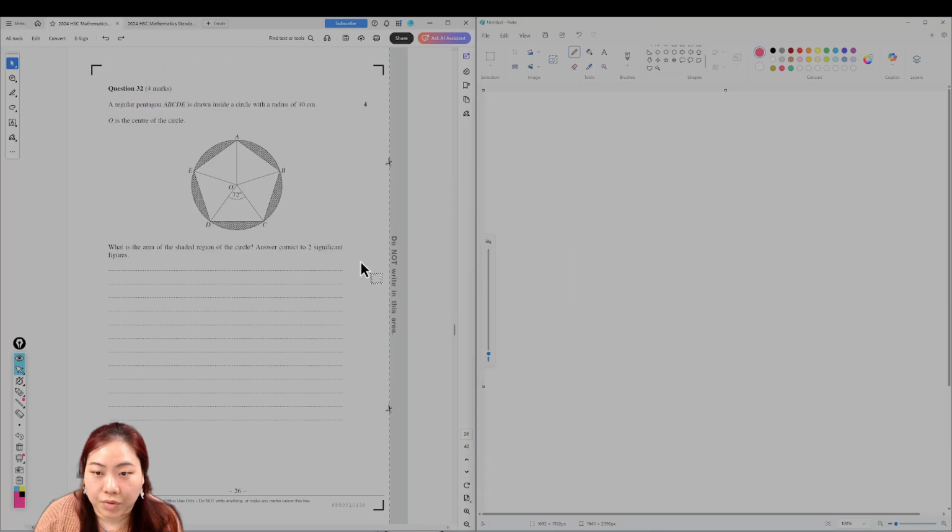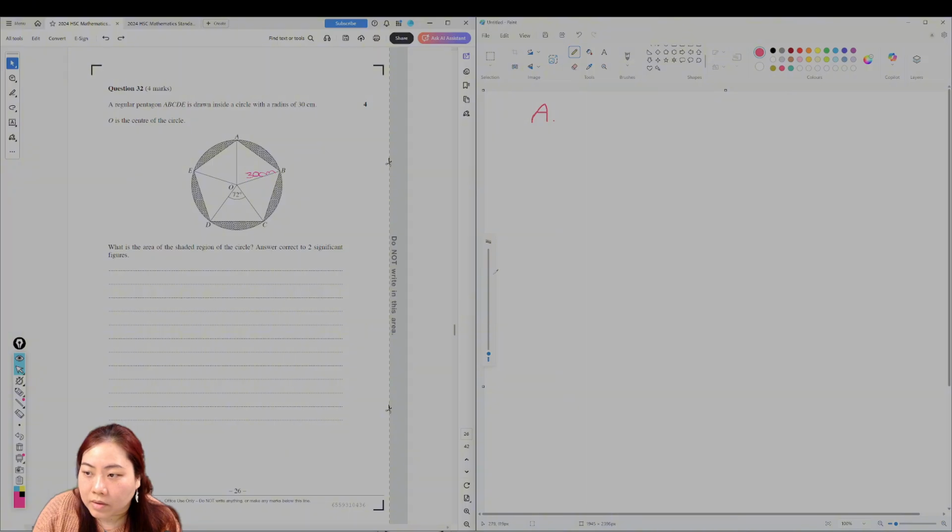Question 32, 4 marks. A regular pentagon ABCDE is drawn inside a circle with a radius of 30 centimeters from O at the center. So already I can say each one of those lines are 30 centimeters. What is the area of the shaded region of the circle? Correct to 2 significant figures. All right.